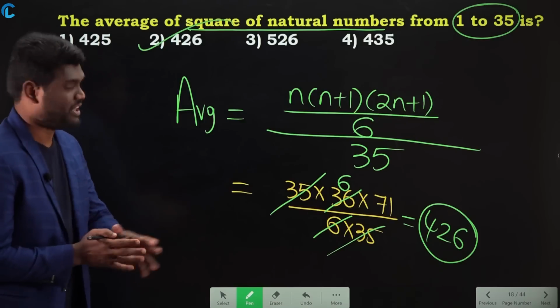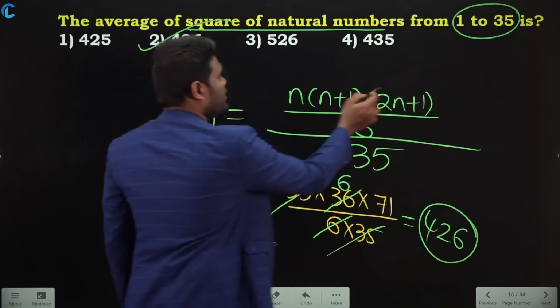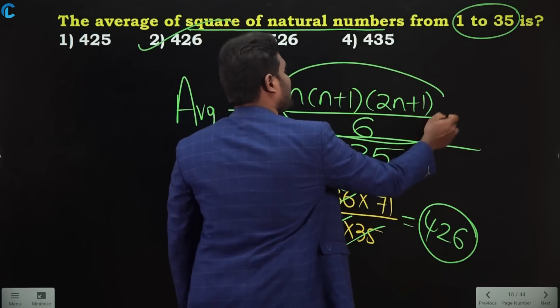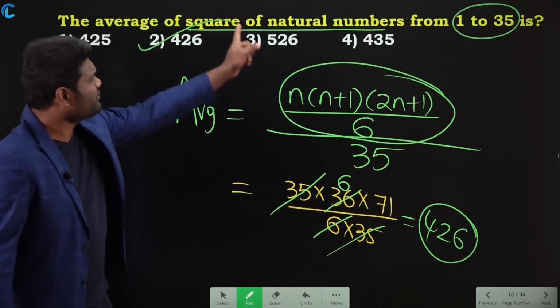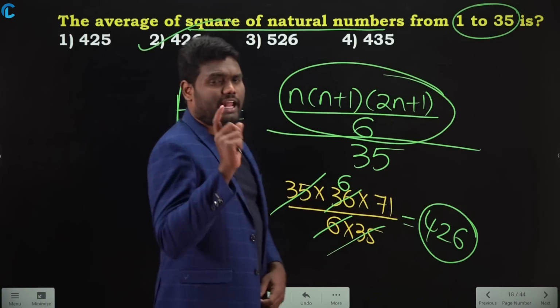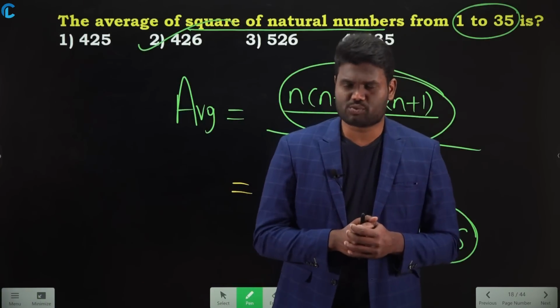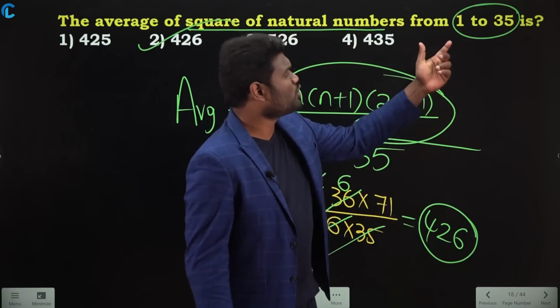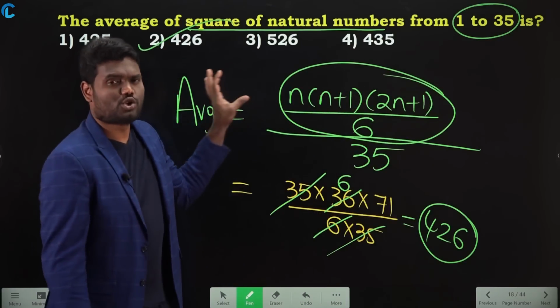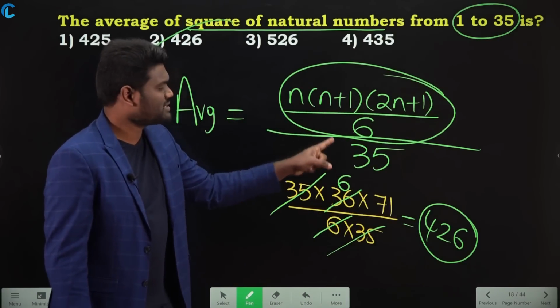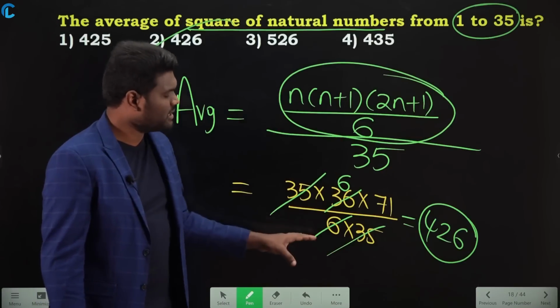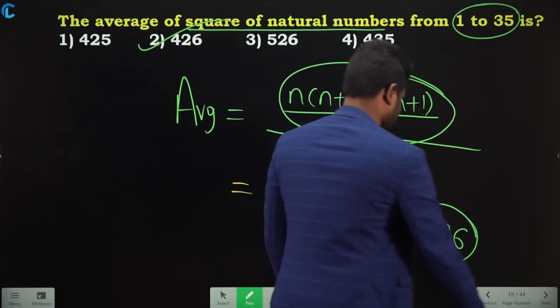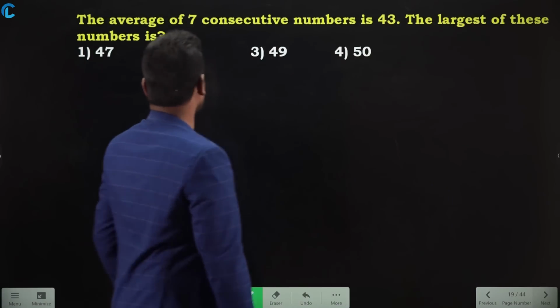Very simple question. To solve this question directly, you need to know the formula, sum of squares of n natural numbers: n into n plus 1 into 2n plus 1 by 6. And you have total 35 numbers. So average is nothing but sum of numbers divided by number of numbers. When you calculate this, the answer is going to be 426. Let us look at the next one.